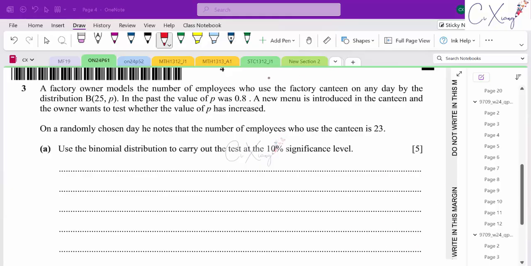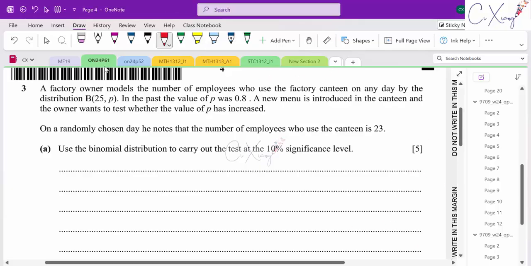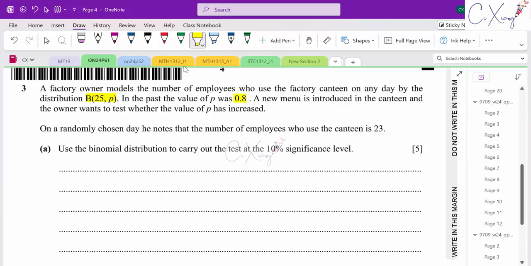So now we are at question number 3. A factory owner models the number of employees who use the factory canteen on any day by the distribution of binomial 25 and p. In the past, the value of p was 0.8. A new menu is introduced in the canteen and the owner wants to test whether the p value has increased. So highlight the keyword increase. This is a word to help us to set up the alternative hypothesis later.